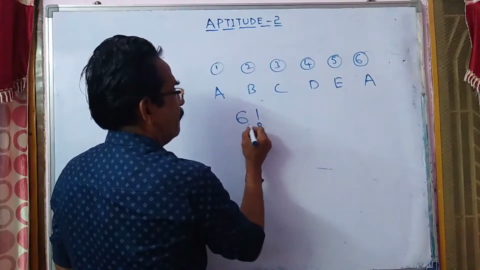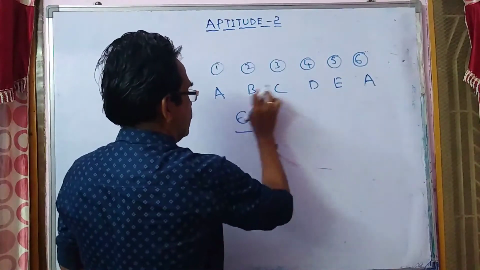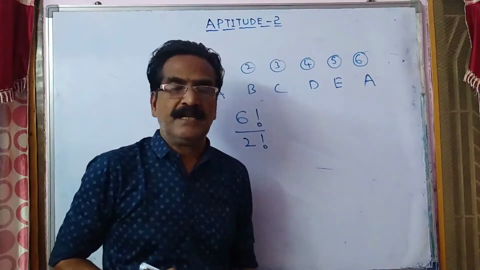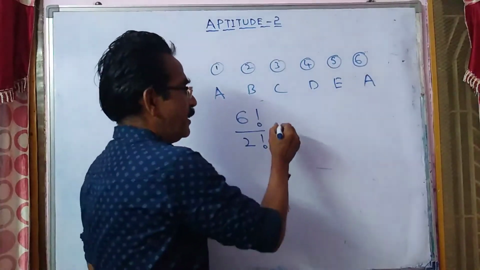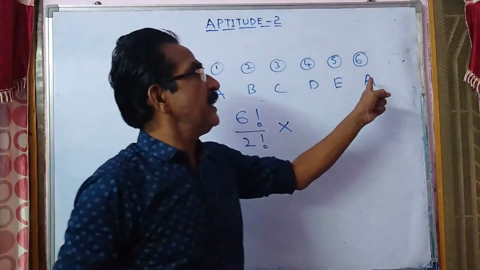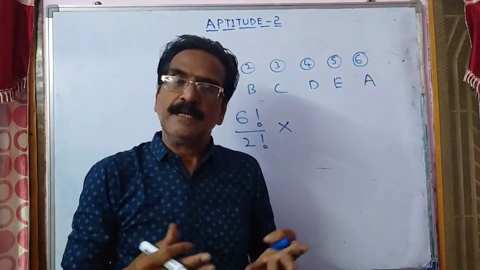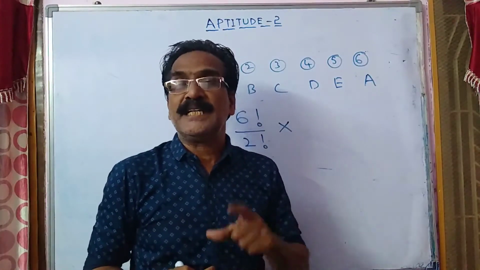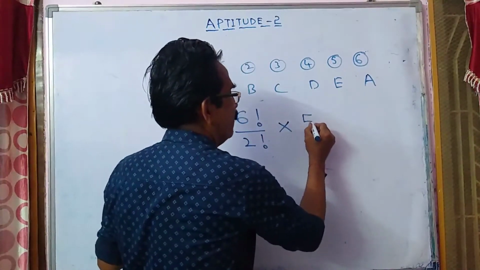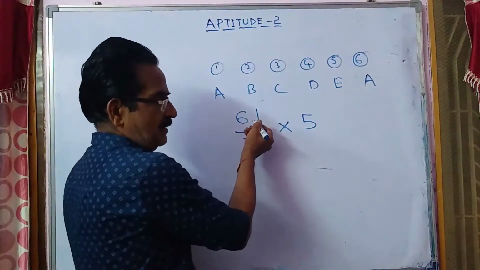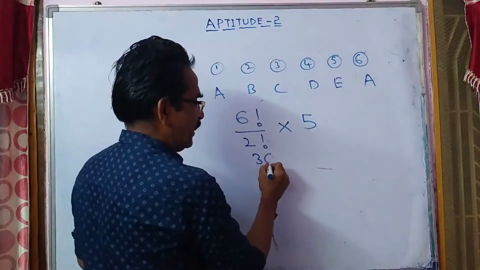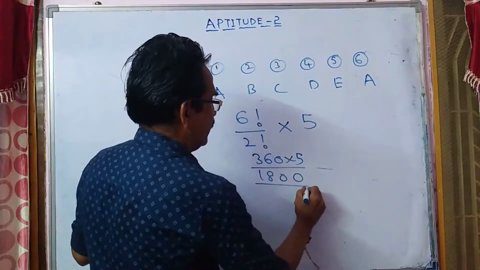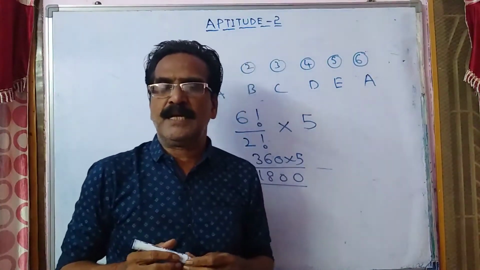6 factorial by 2 factorial, as 2 A's are there. 2 same subjects are there, and repetition is there, so we have to divide. So 6 factorial by 2 factorial into, here the subject can be anything, either A or B or C or D or E. So we can select this subject in 5 ways. 6 factorial 720 by 2 is 360, into 5 is 1800. This is your answer, friends. This is your answer, right, friends?